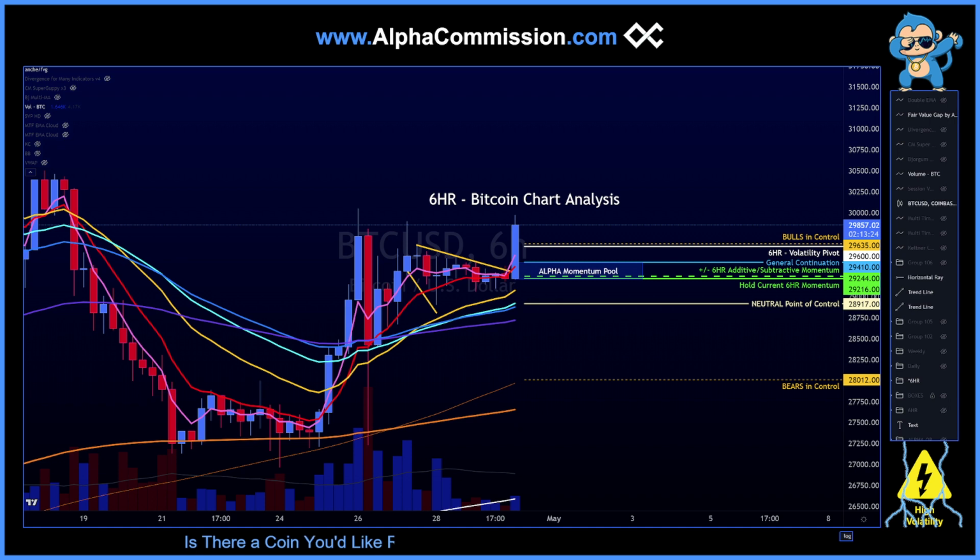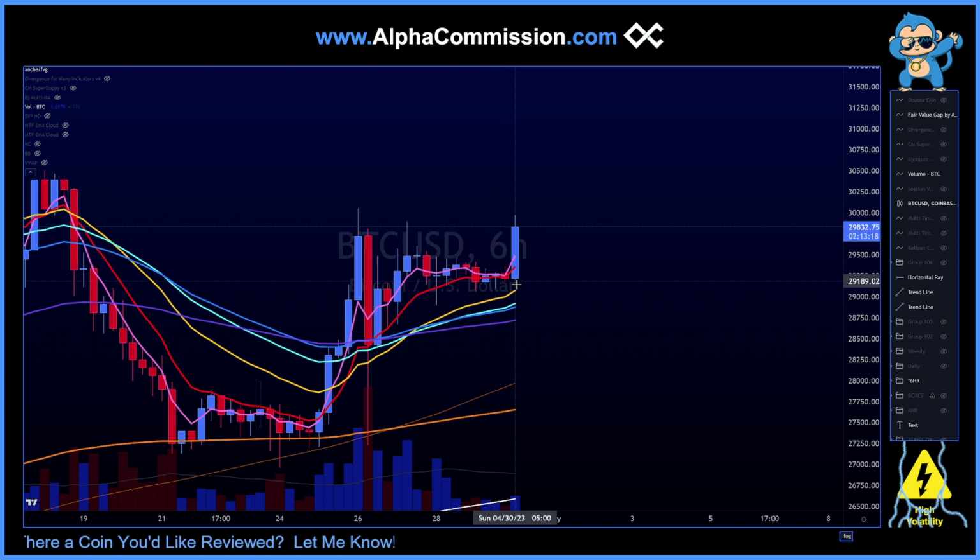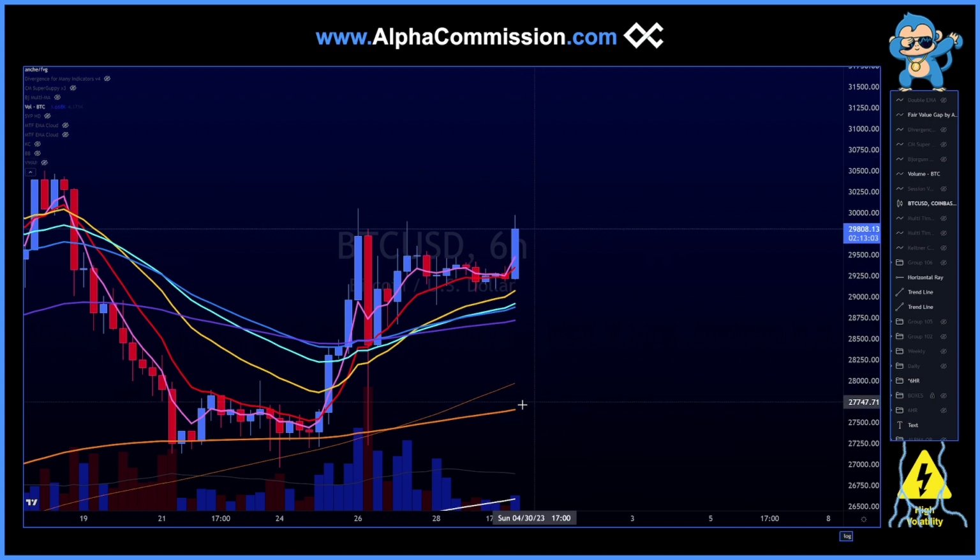Let's throw on our EMAs. You can see once again we are just above the 20 EMA, we're above the 9 EMA, we're above the 4 EMA. Bullish, bullish, bullish, guys. That's what you want to see on the charts, of course, in the context of being above the 200. Absolutely bullish.